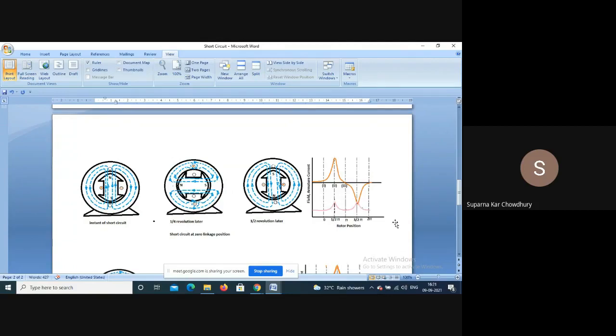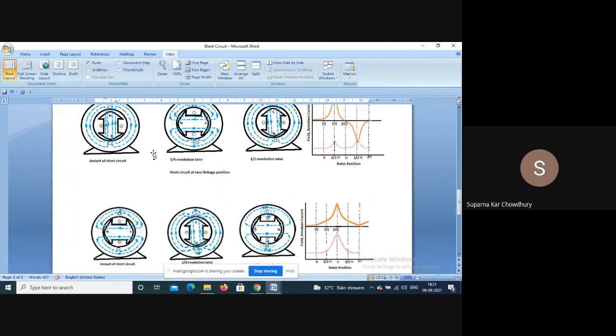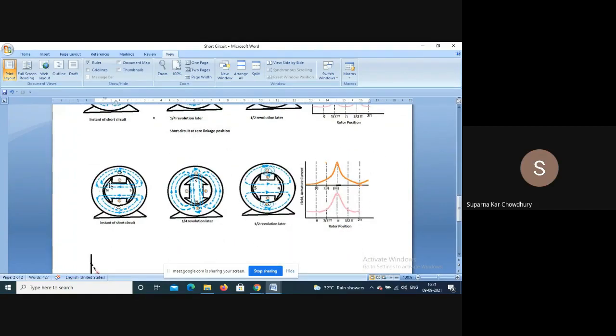It will vary like this. Now, what happens if the initial short circuit, instead of a zero linkage, we had the maximum linkage condition? That is, the armature winding and the field winding axis are coincident. Here also, initially I am considering the armature is not carrying any current.